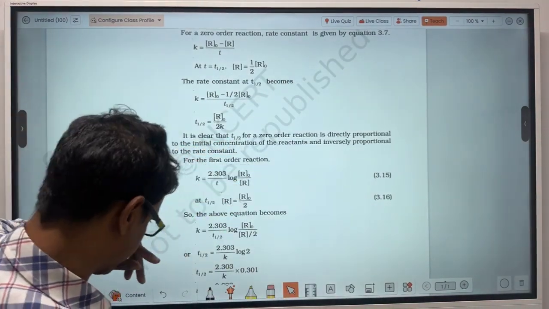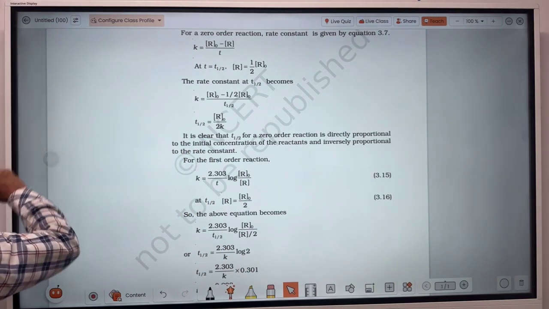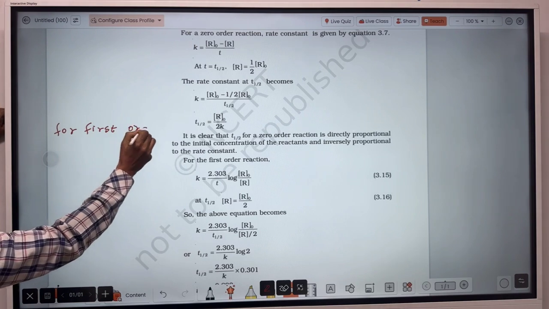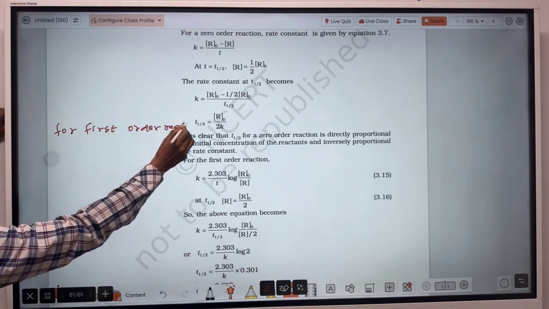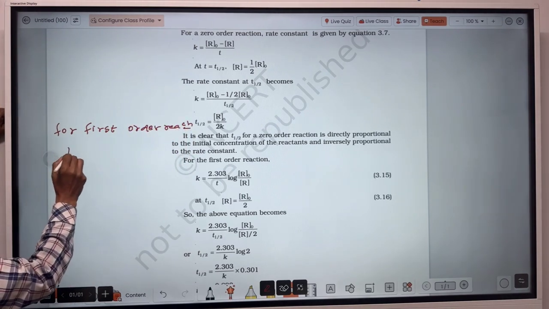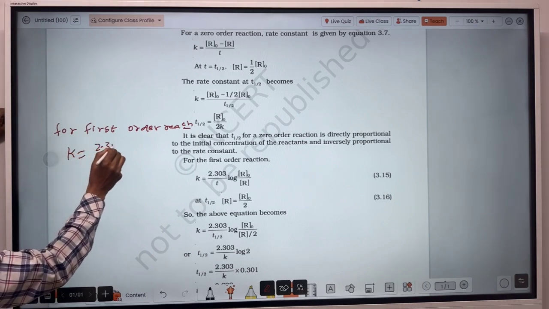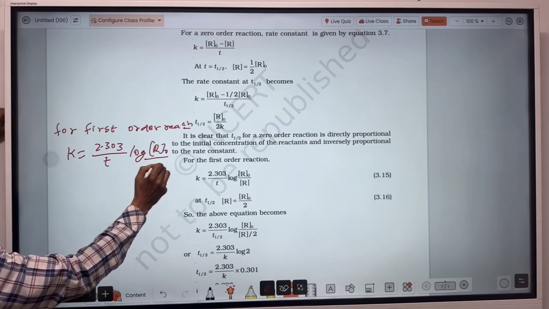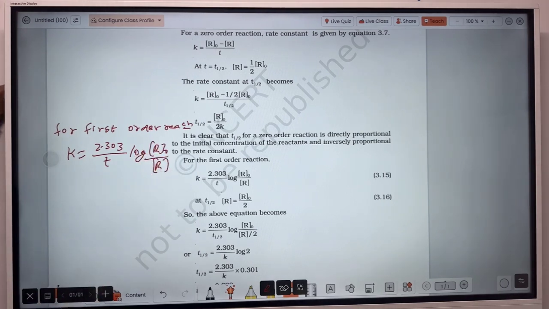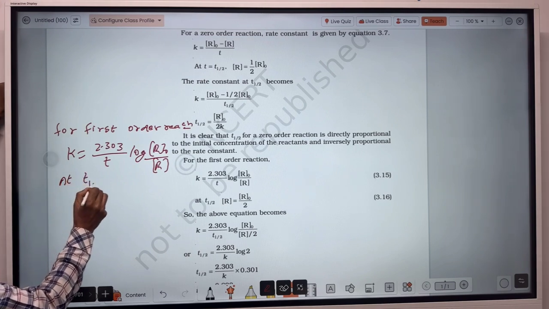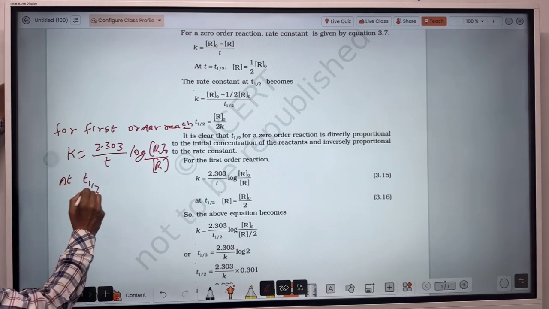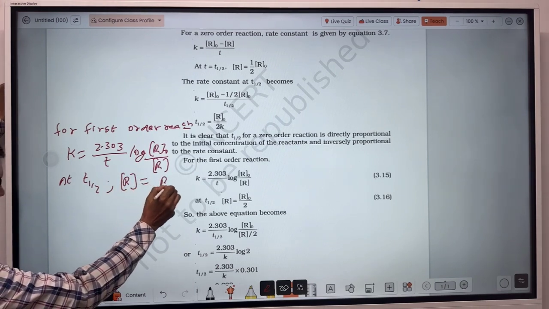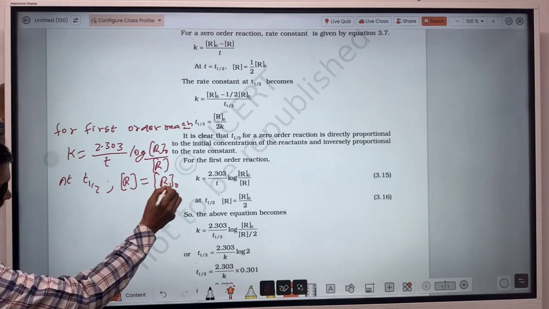Now let's see the first order reaction. For the first order reaction, you have studied k equal to 2.303 upon t log R naught by R. And at the half-life period, t half, the concentration of reactant will be equal to half of the initial concentration of reactant.